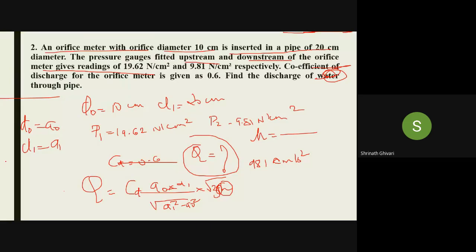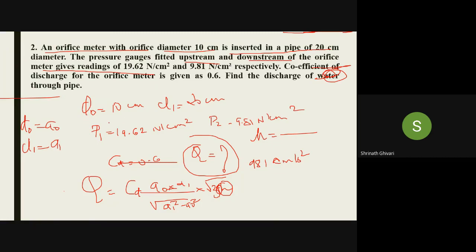Which formula can I use? Tell me fast. Q actual. Discharge. Very good. How can you use discharge to calculate H? You have to calculate discharge, so first you have to find H, then you can calculate discharge. Okay. So someone has said P1 by rho G minus P2 by rho G.